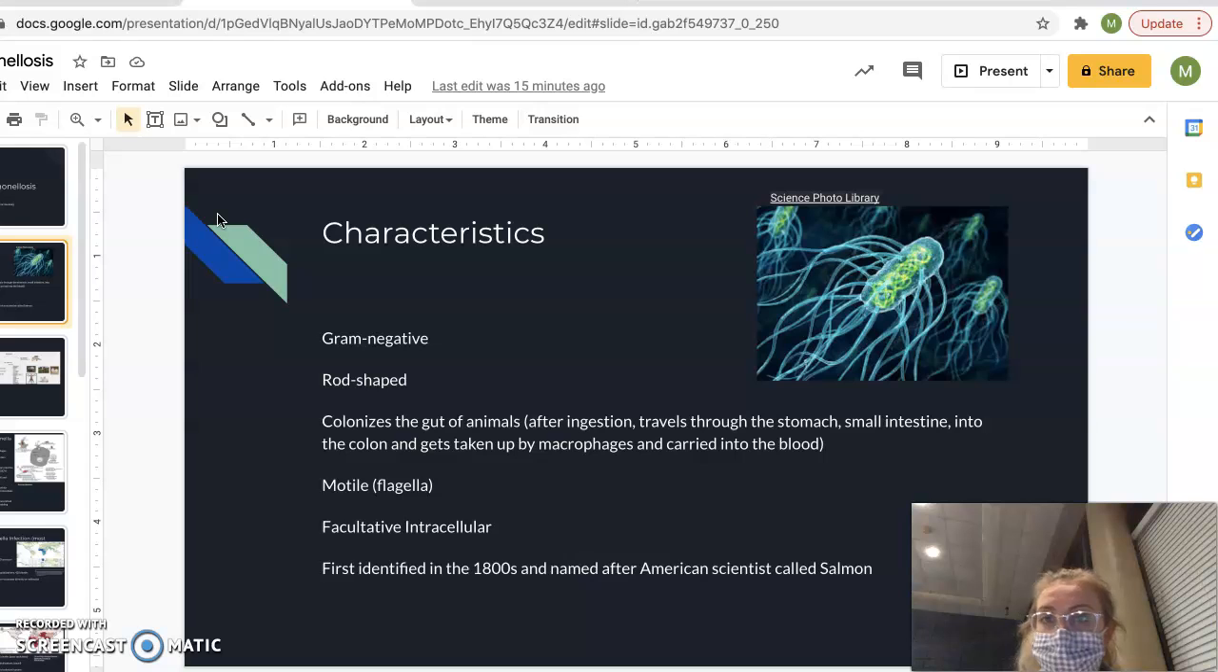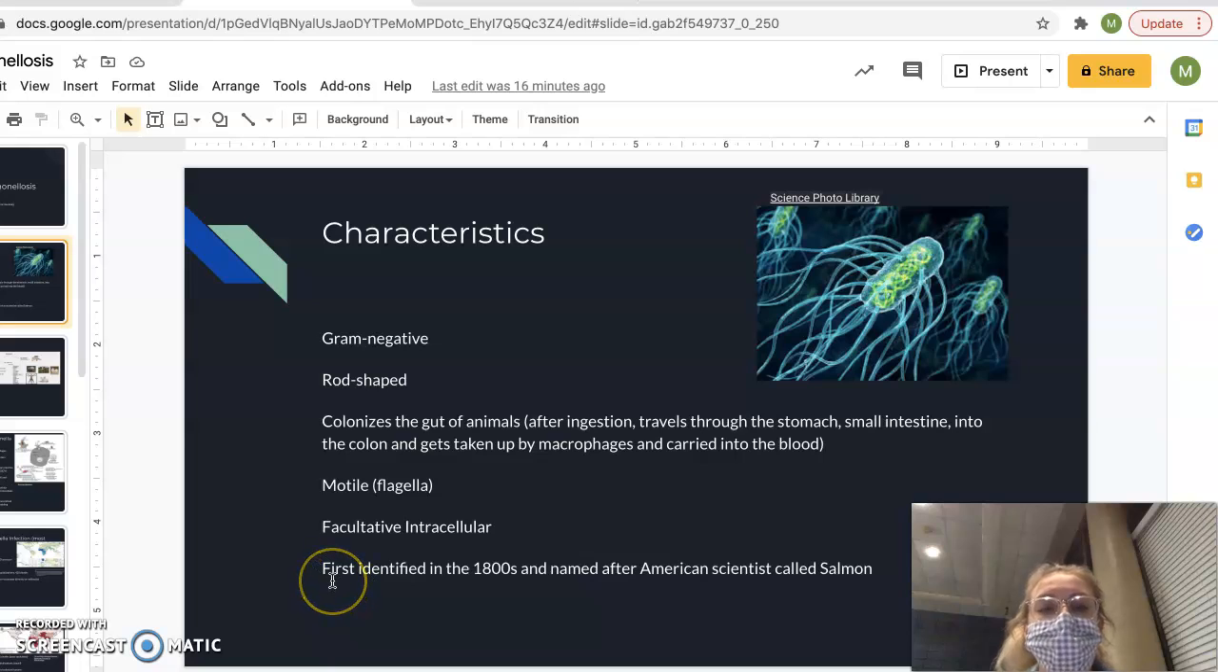It's motile, so it has flagella, as seen in this picture. It's facultative intracellular, which means it can grow and reproduce in a cell.